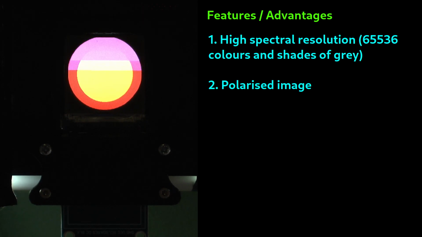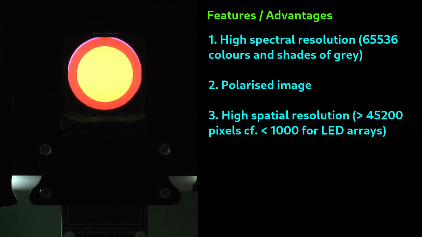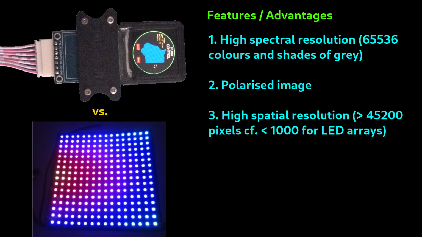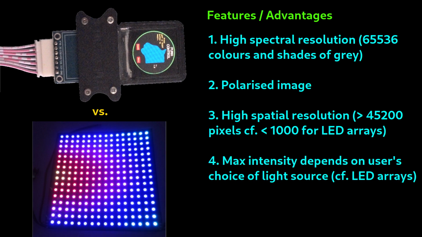Unlike an emissive LED array, the PUMA SLM has a higher spatial resolution of more than 45,000 addressable pixel positions across its 24mm clear round aperture, compared to less than 1,000 for LED arrays that have been used in the published scientific literature to date. Also, the amount of light transmitted by a PUMA SLM is limited by whatever illumination source you choose to use, including laser light, whereas LED arrays are limited by whatever output each LED can produce.